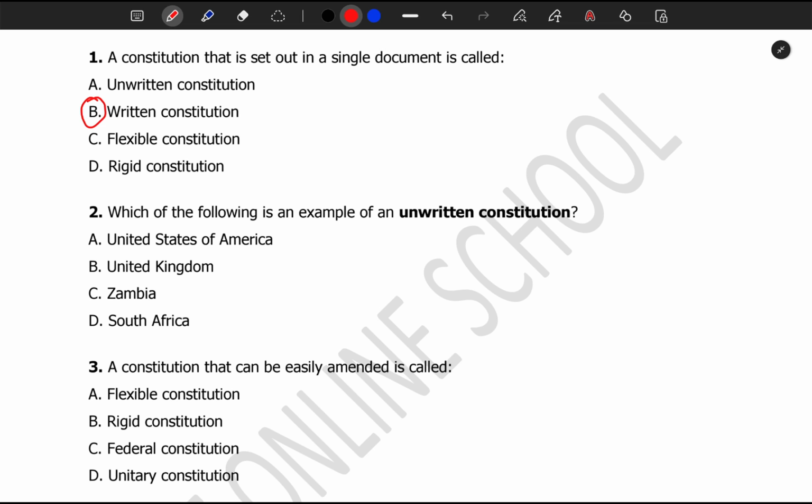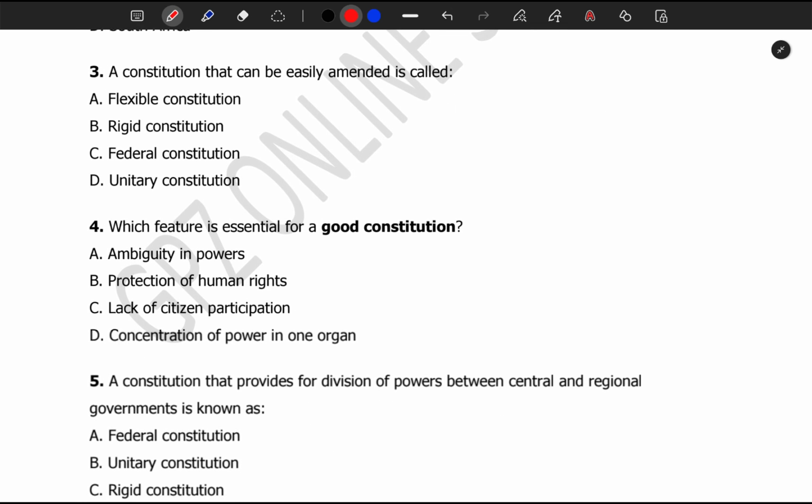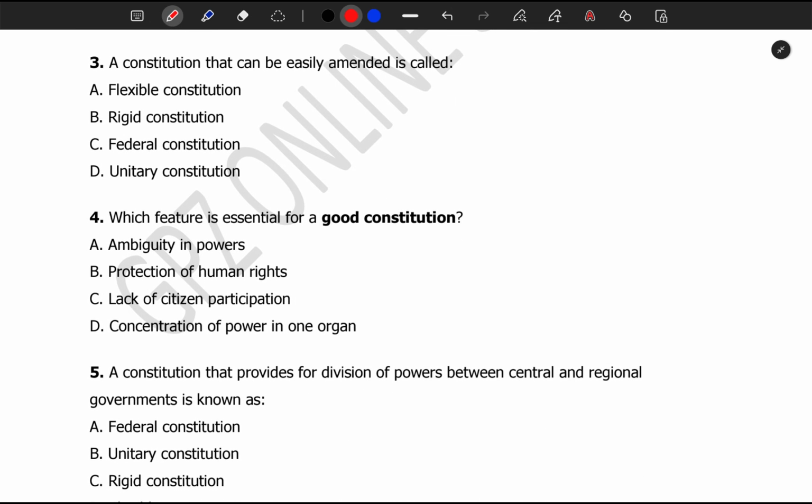Question 2. Which of the following is an example of an unwritten constitution? So the United Kingdom actually has an unwritten constitution. So UK has no single written constitution. It is based on statutes, conventions, and judicial decisions. That's all.